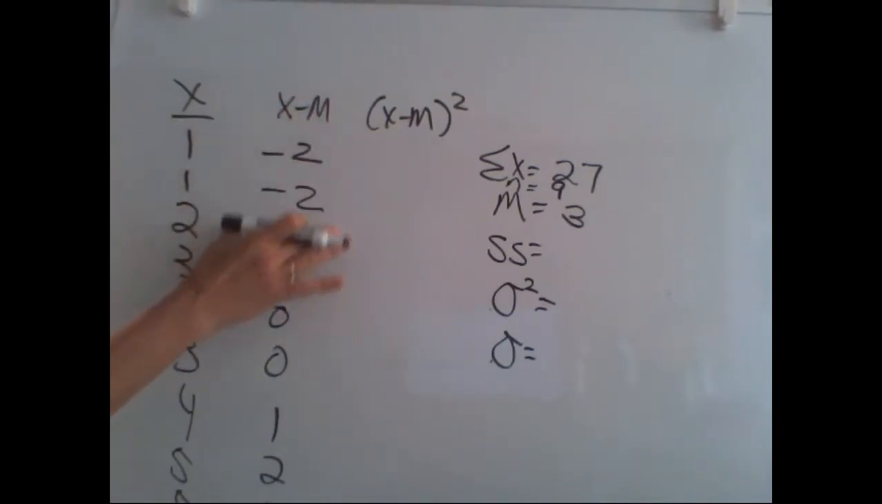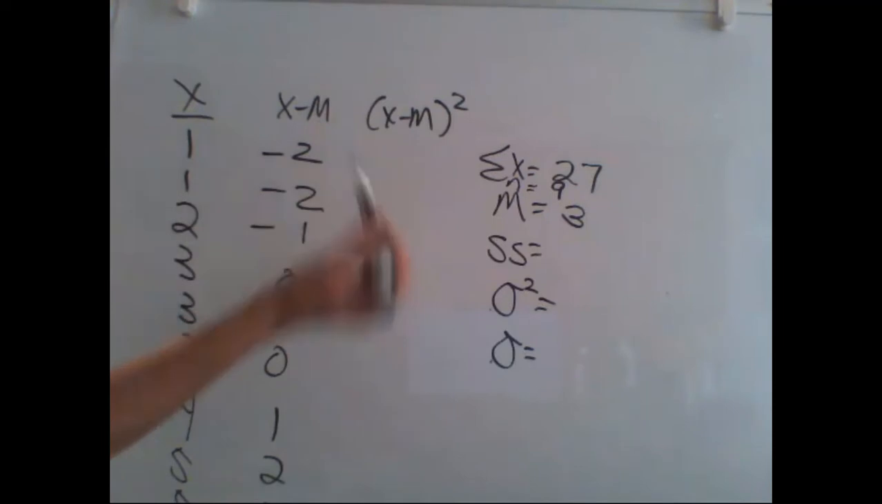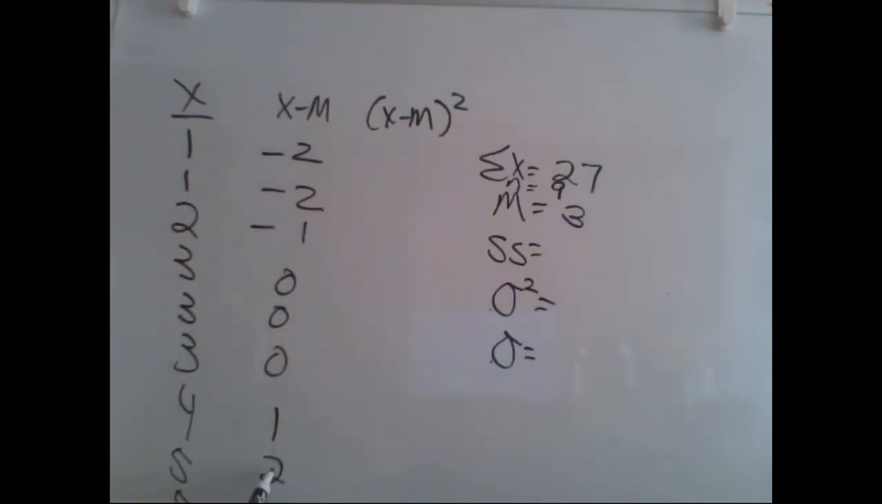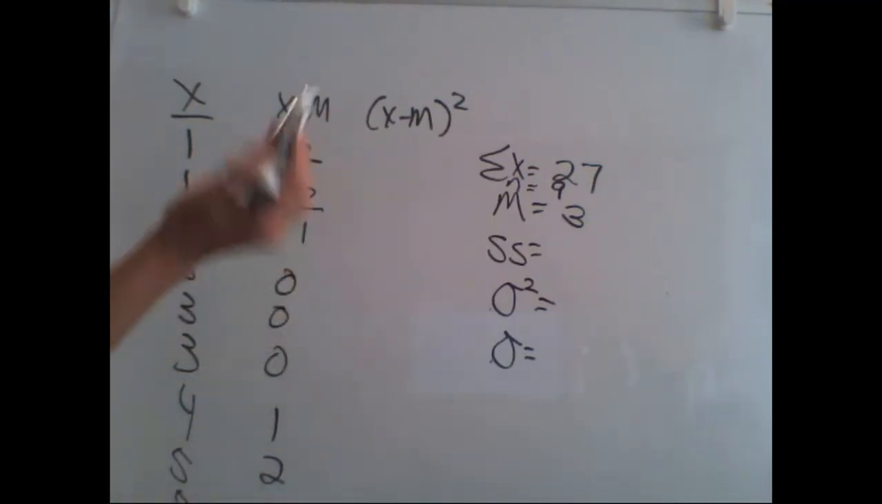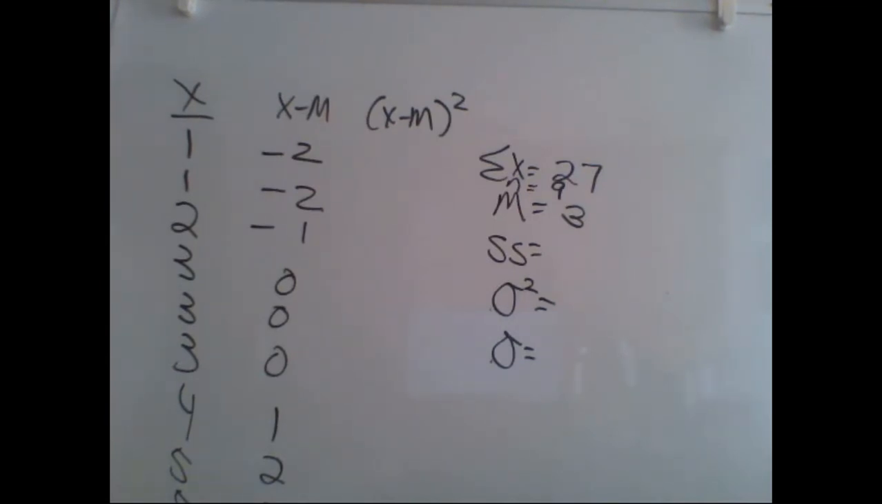When I have deviations, I want to do a check just to make sure that they add up to 0. So I can see that they are going to. I have 2's and a 1 and 2 negative 2's and a 1. They're going to cancel each other out. This is why we can't find the average of the deviation scores, because the mean would be 0. So we're moving on with that.